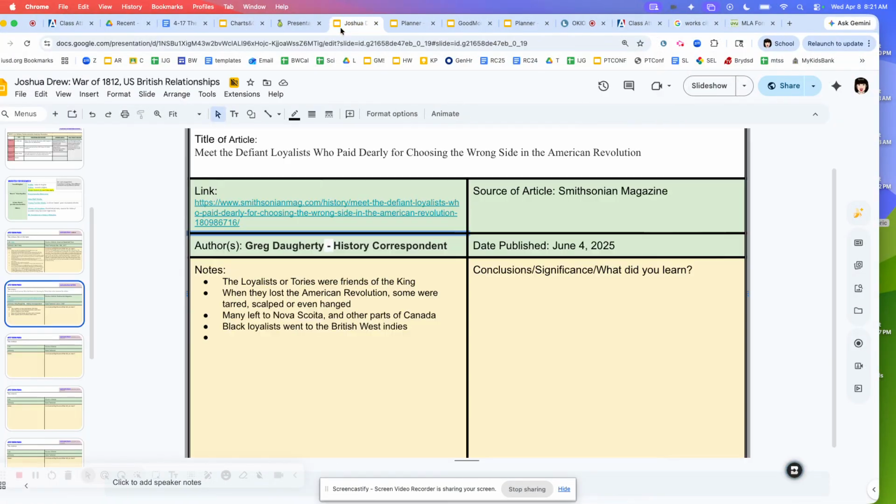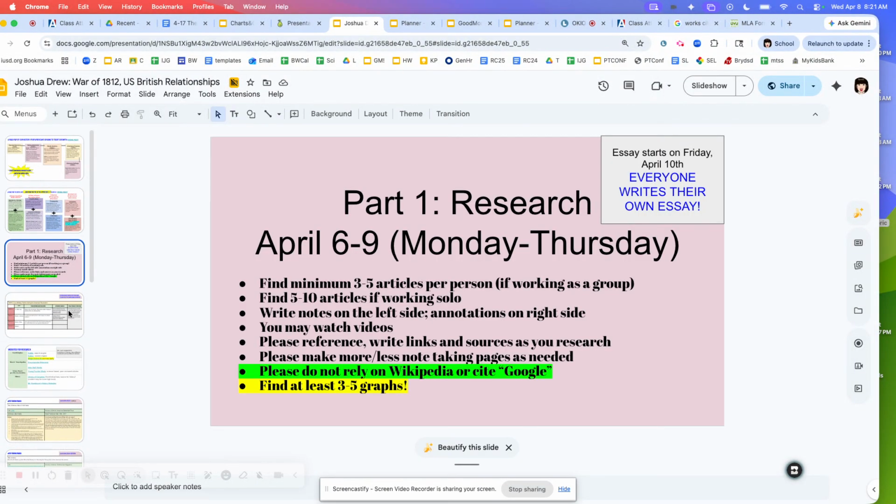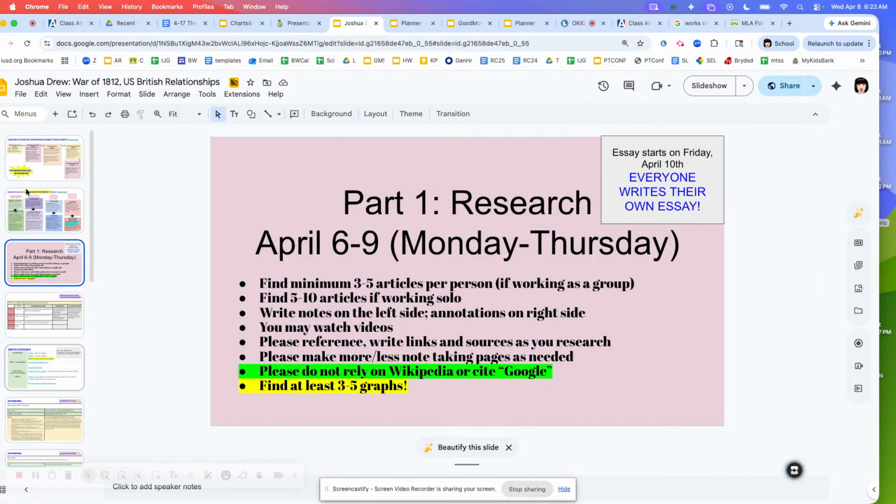So in that lesson, on this very front page here, it says find at least 3 to 5 graphs. Does everyone see this right here? This is 3 to 5 graphs with your group or your partner. So in your entire file, you want 3 to 5 graphs. It can be 3 if it's a really good one.